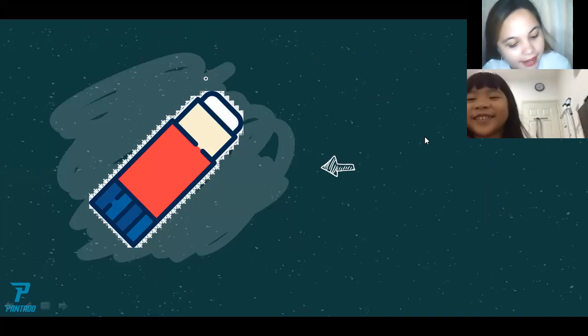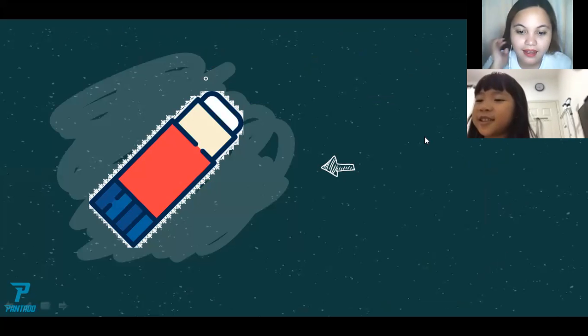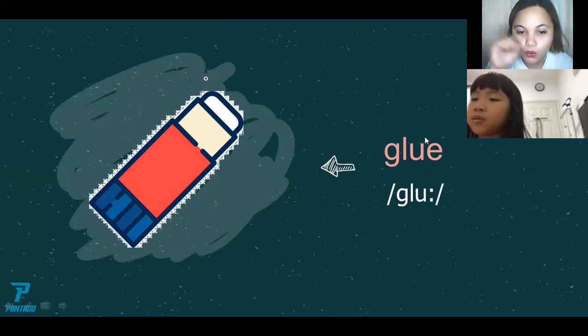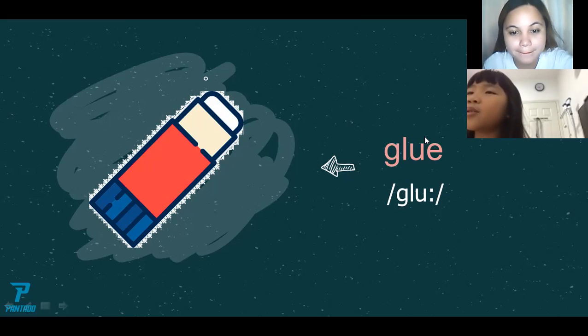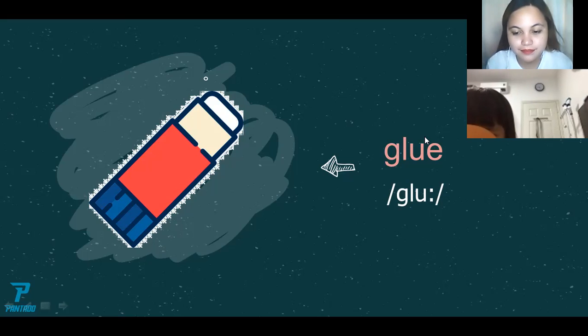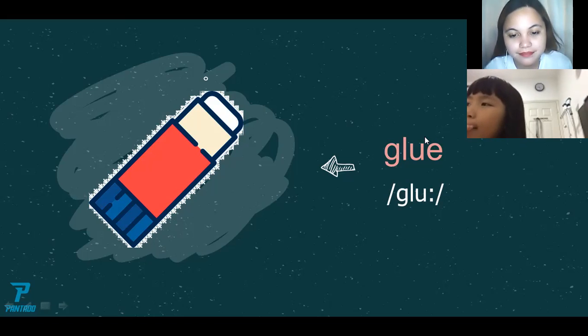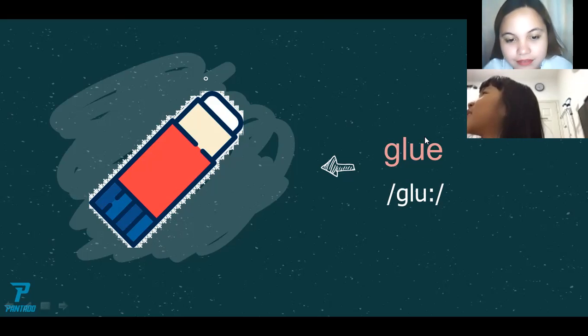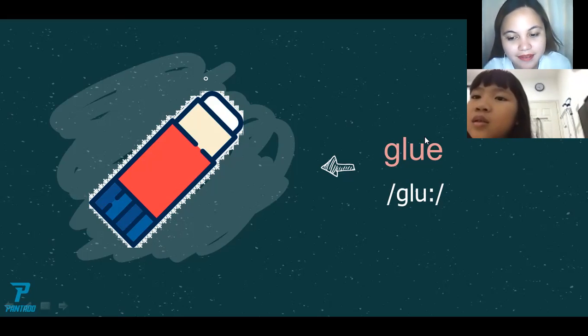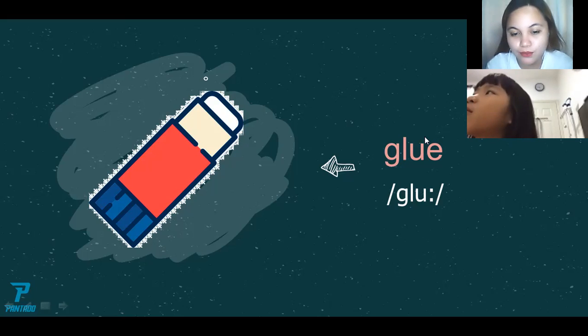Glue. Okay, that is a glue. You know what is a glue, Alina? Do you have a glue, Alina? No, I don't. I don't have. Okay. So, when do we use glue, Alina? When do we use the glue?